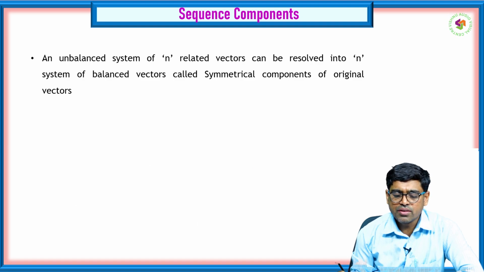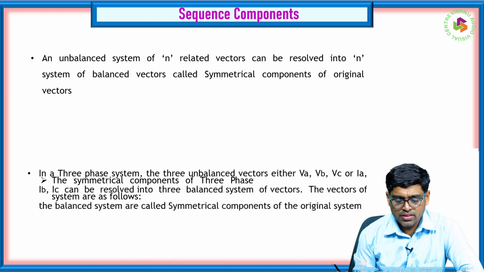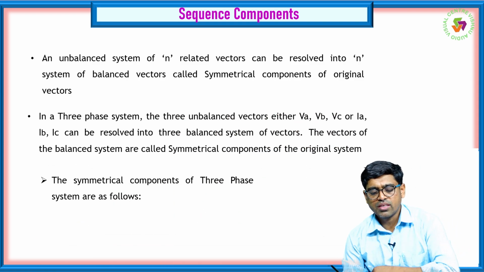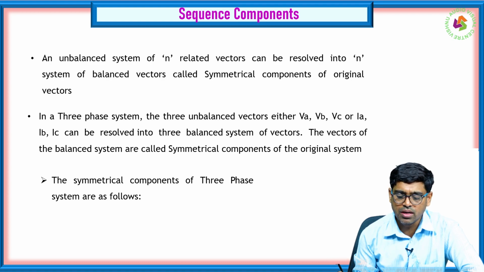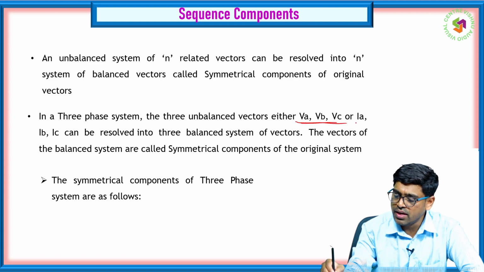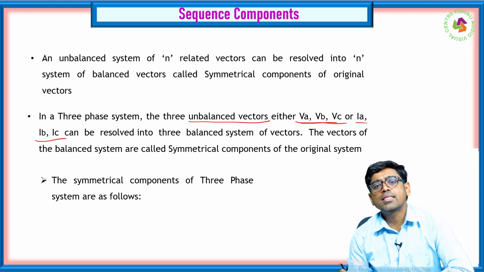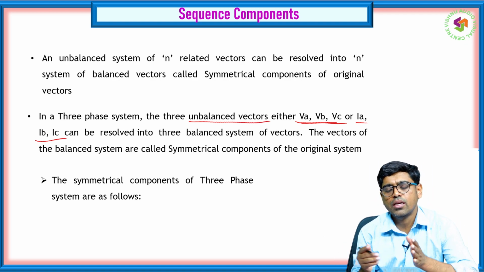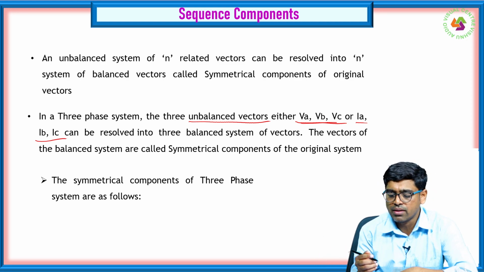An unbalanced system of n related vectors can be resolved into n systems of balanced vectors, called symmetrical components of the original vectors. In the symmetrical components of three-phase systems, the three unbalanced vectors, either VA, VB, VC or IA, IB, IC, can be resolved into three balanced system vectors. So VA, VB, VC and IA, IB, IC are the unbalanced vectors. When the system is unbalanced, there may be a load variation, or it may be some fault, and then the system becomes unbalanced.